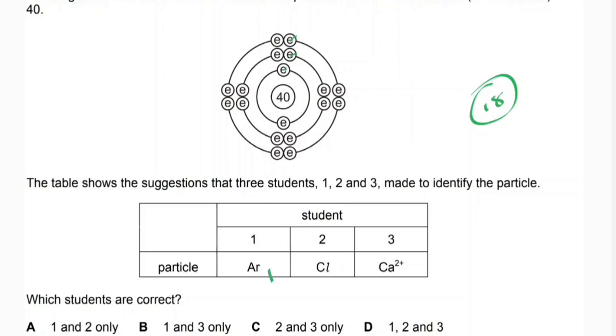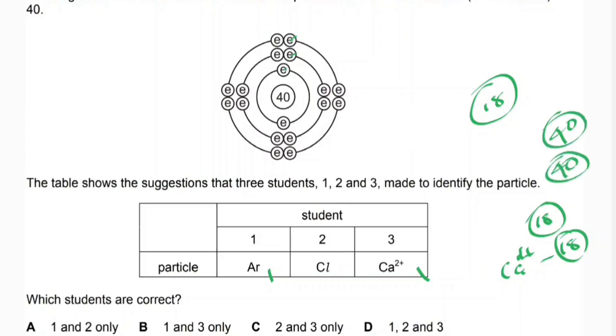18 electrons. Argon has 18 electrons. Calcium 2 plus also has 18 electrons, right? And the mass of argon is 40, and the mass of calcium is also 40. So students 1 and 3 are correct. 1 and 3 are correct.